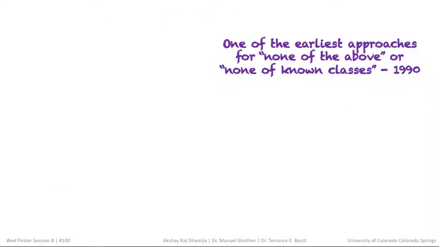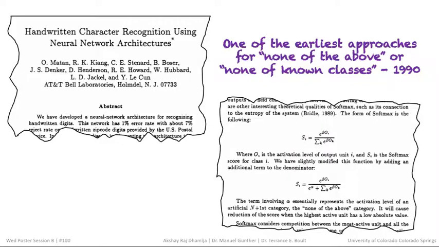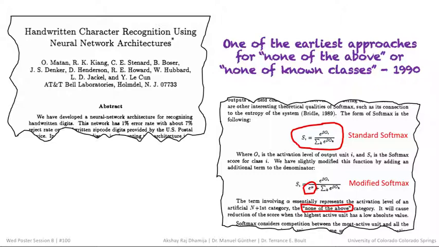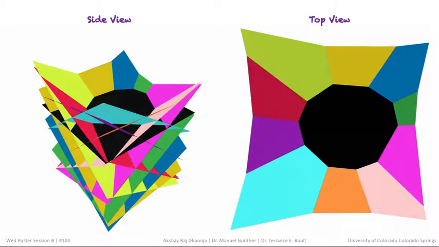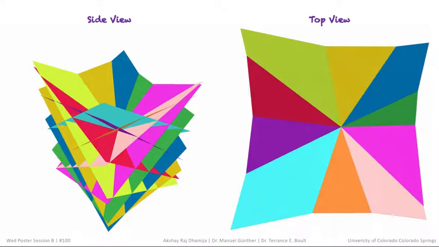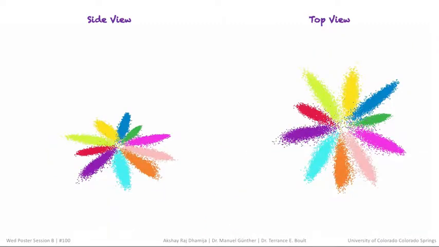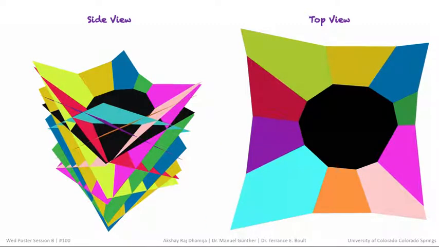Let's look at some history on tackling out-of-distribution samples. One of the first approaches was introduced in 1990 by Martin et al., where they discussed the application of a MNIST digit classification network to real-world problems. Their network modified the standard softmax by using an additional term to provide a fixed activation for the none of the above class. This activation results in a classification plane parallel to the feature plane such that the center of the feature space has maximum activation for the none of the above class.